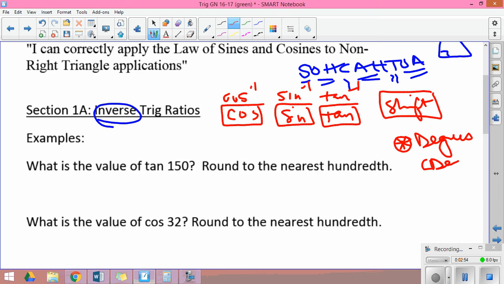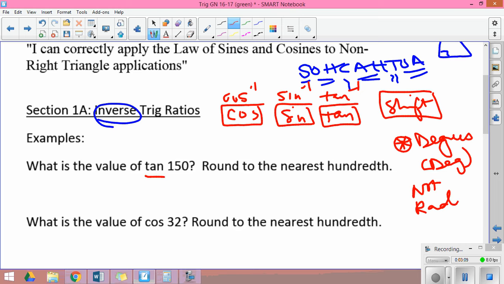Also make sure your calculator is in degrees. It should say DEG, not radians, RAD. Those are 2 units of measure, kind of like Celsius and Fahrenheit, and we are only going to be dealing with degrees. If you don't have your calculator in degrees, you're going to get a wacky wrong answer.